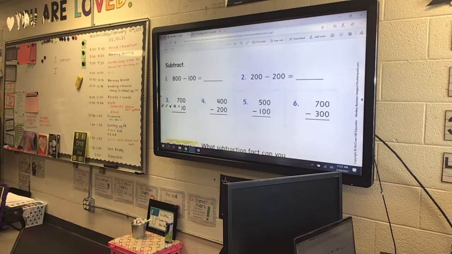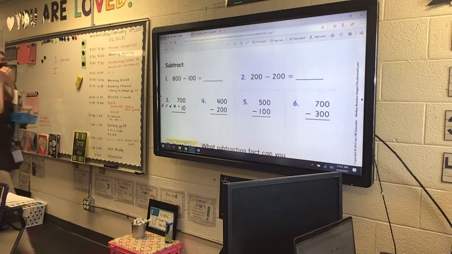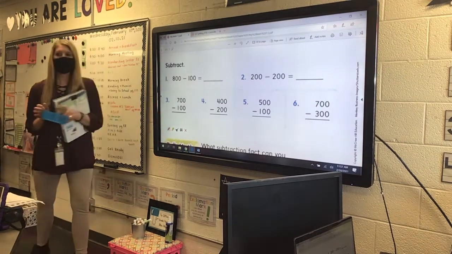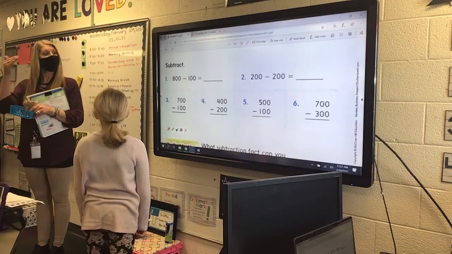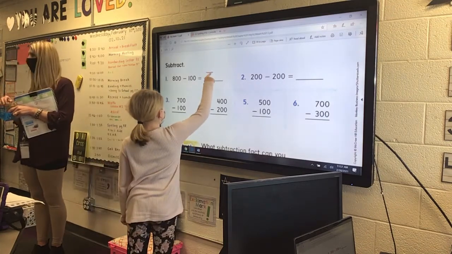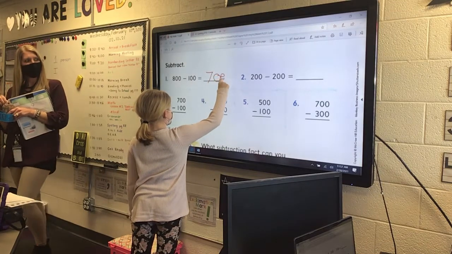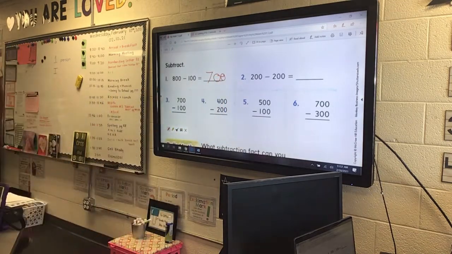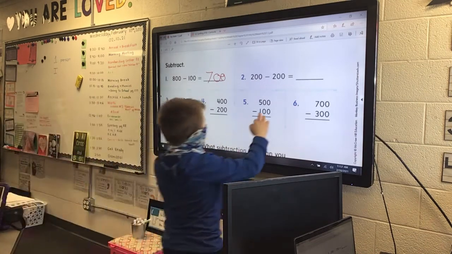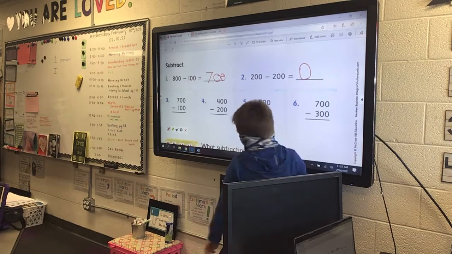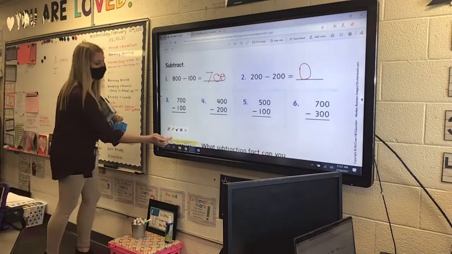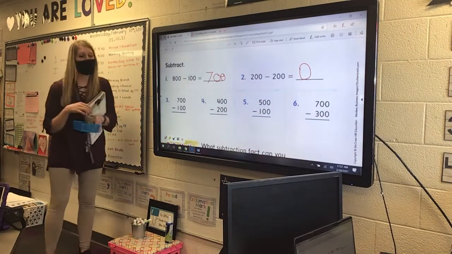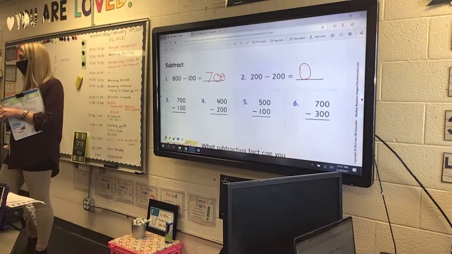Ingrid, can you come up here and do the first problem? 800 minus 100. So think, what is 8 minus 1? 7. Okay, then it'd be 700. You got it. Okay, number 2, Carson. Number 2, 200 minus 200. You're right, 0. Number 3, 700 minus 100. Wyatt.